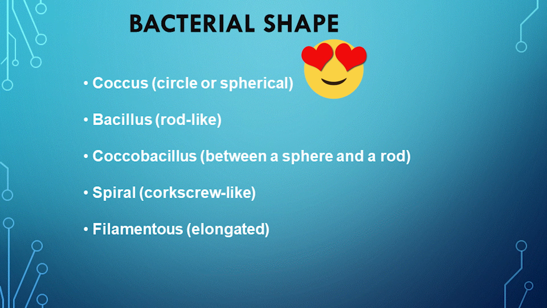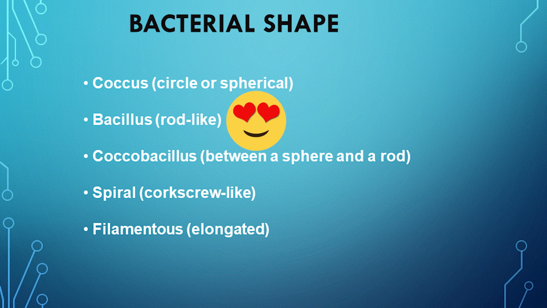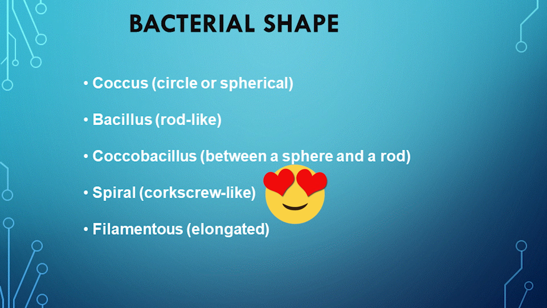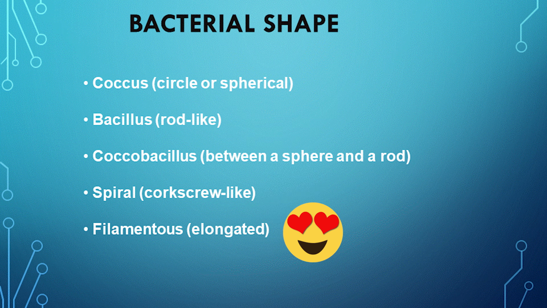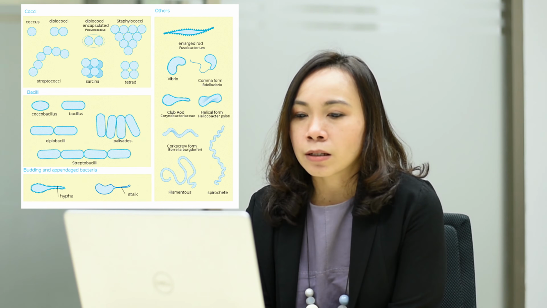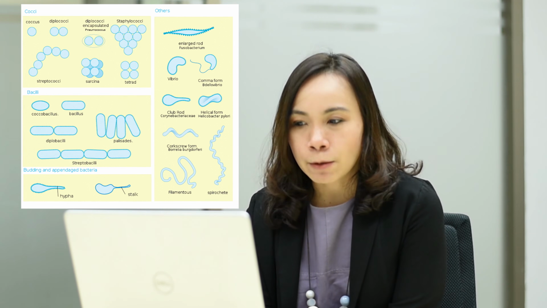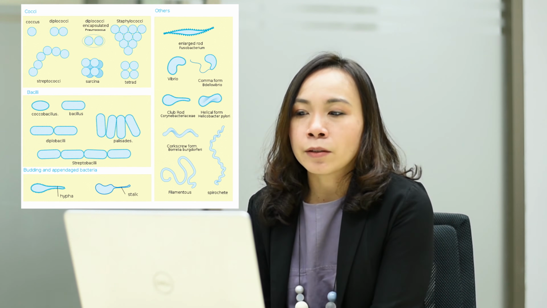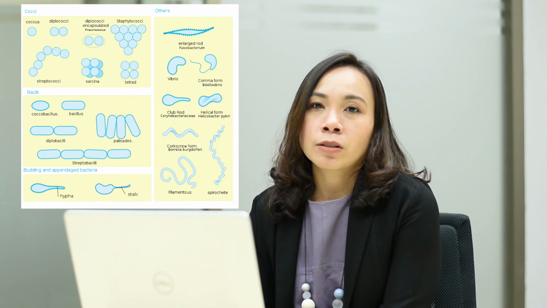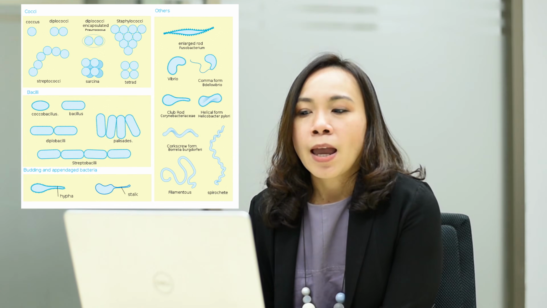In this laboratory, we will focus on the bacterial shape. You will see that there are different shapes of bacteria. There are coccus, or some bacteria are bacillus, or sometimes you will see coccobacillus, or spiral, or even filamentous. If you look at this slide, you will see the sketch or the drawing picture of the bacterial shape. In this exercise, you have to observe the bacterial shape by using microscope.